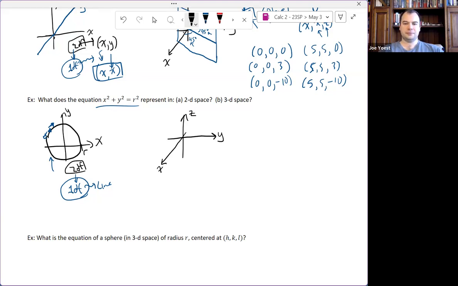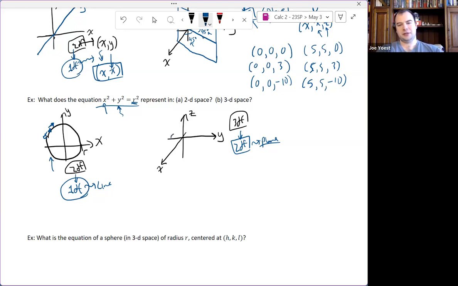In 3D, I have 3 degrees of freedom, 1 constraint dropping me down to 2 degrees of freedom. I expected this was going to look something like a plane. If I decide what x is for a given r, that tells me what y has to be. But I can still choose z any way that I would like.